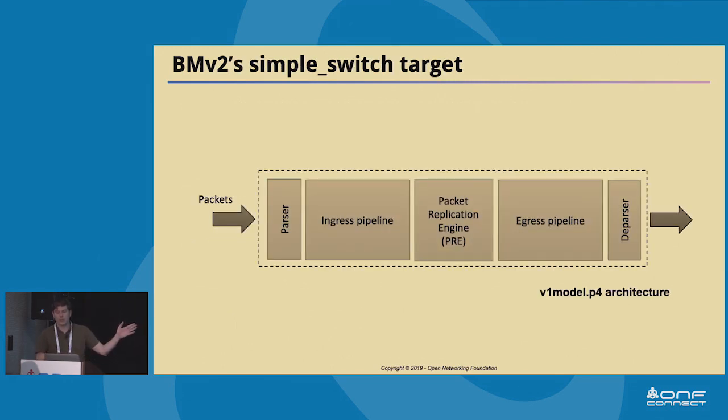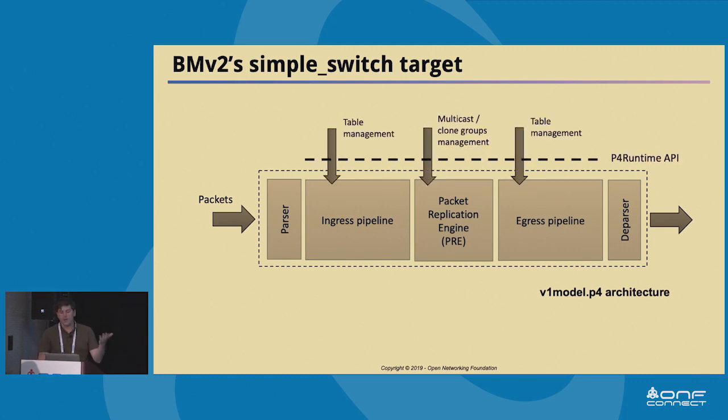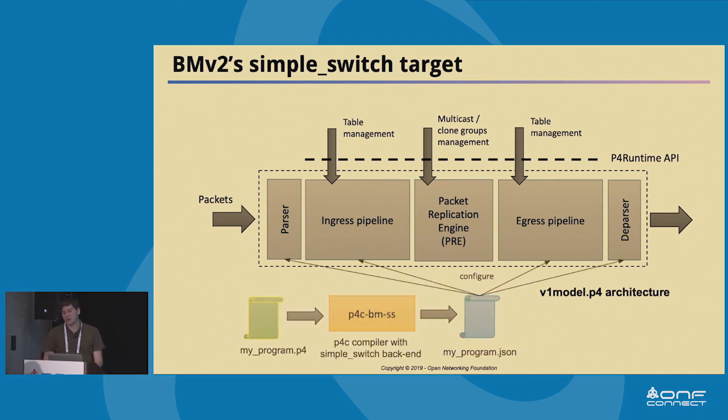Similar to the V1Model architecture, Simple Switch defines the same blocks: the parser, ingress pipeline, a traffic manager in the middle, egress pipeline, and a deparser. We use P4Runtime to write entries in the different blocks, and the pipeline is actually realized using a JSON file, which is the output of the P4C compiler with the BMV2 backend.